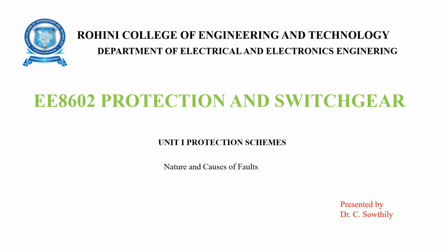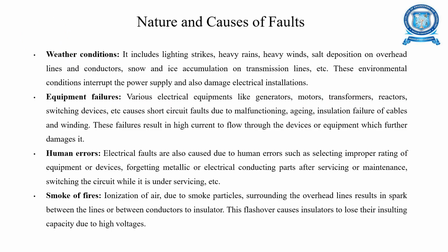Now we'll discuss the nature and causes of faults. Here, faults may occur due to weather conditions, equipment failures, human errors, and smoke or fires. Weather conditions means lightning strikes, heavy rain, and heavy winds. These environmental conditions interrupt the power supply and also damage electrical installations.